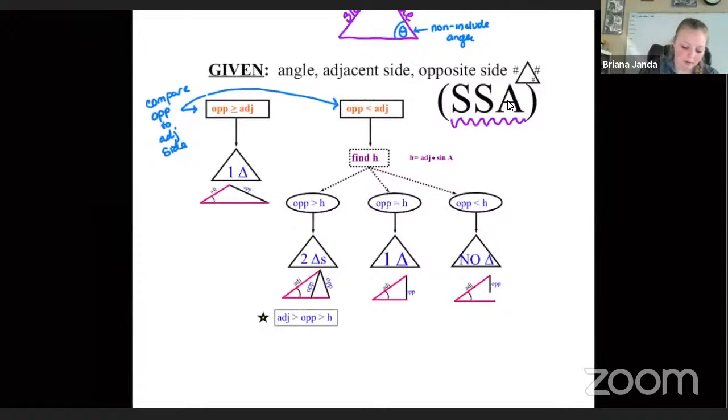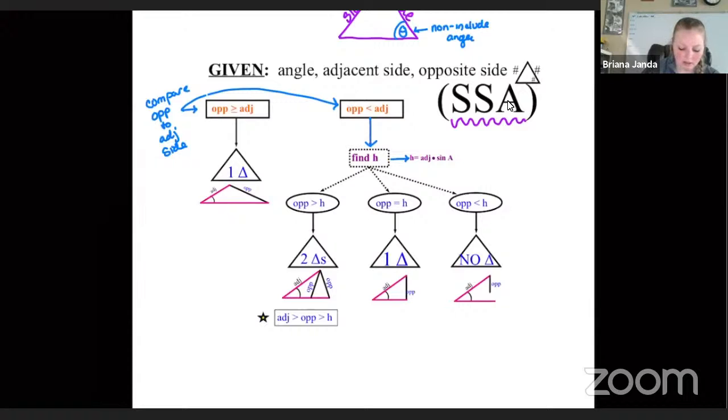Our next step, follow the flow chart, says to find the height of the triangle, which is that formula that we just did on the last page. Adjacent side times the sine of our angle. And then we proceed to compare the opposite side to the height. And 3 things can happen. It can either be greater than your height, equal to your height, or less than your height. And so that tells us how many triangles can be created based off of the given information.